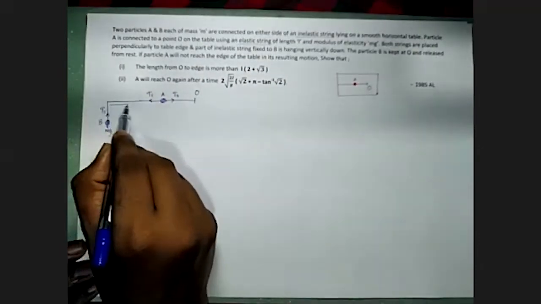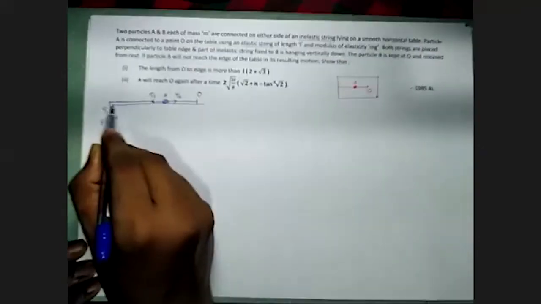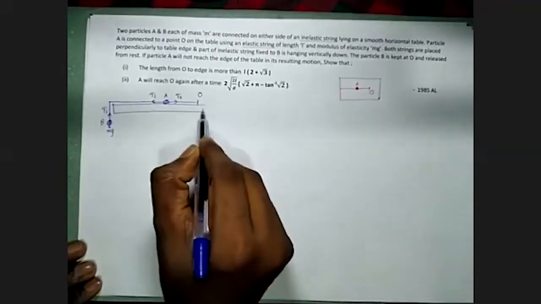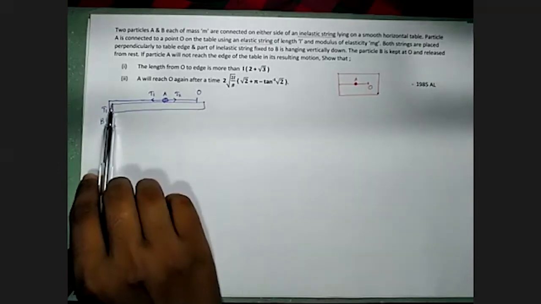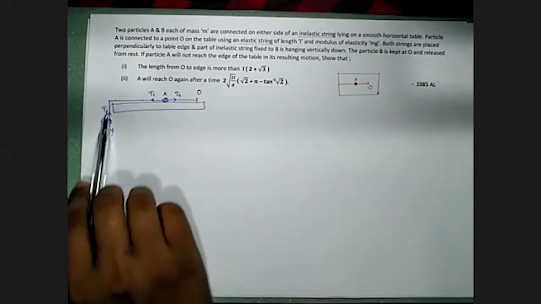There is a table like this. This is the table surface. Don't think about this edge. Somehow this string is falling down. They have not given that there is a pulley or anything like that. No need to consider. This is the arrangement.